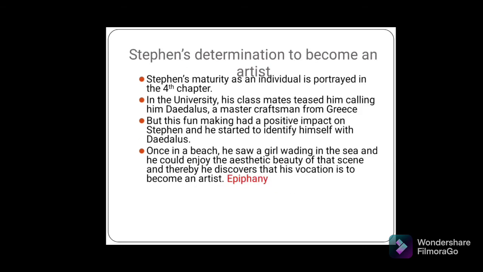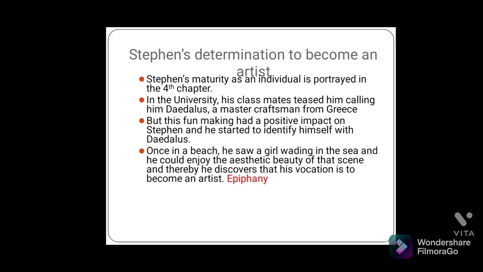Stephen's determination to become an artist. Stephen's maturity as an individual is portrayed in the fourth chapter. In the university, his classmates teased him, calling him Daedalus, a master craftsman from Greece. But this fun-making had a positive impact on Stephen, and he started to identify himself with Daedalus. Once on a beach, he saw a girl wading in the sea, and he could enjoy the aesthetic beauty of that scene, and thereby he discovers that his vocation is to become an artist.